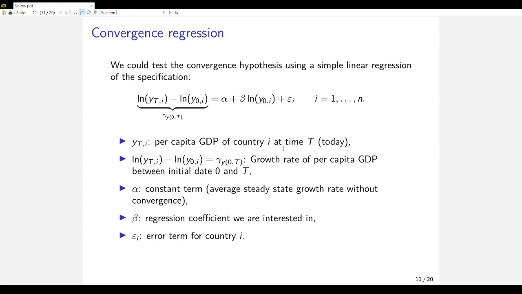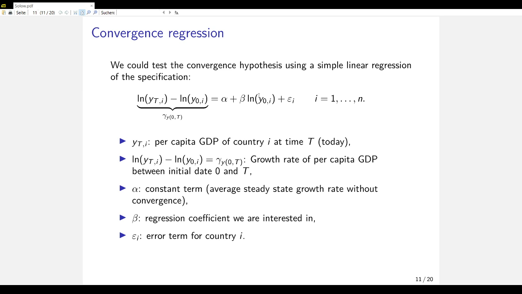How can we test for convergence empirically? Now, this has been done in the empirical convergence regressions that were rather popular in the 1980s and 1990s. And the initial idea was to regress the growth rate of a country between time 0 and time t, which would be the difference in the logarithm of per capita GDP between these two time points, on the initial level of the logarithm of per capita GDP. So in such a growth regression. That was what was done in the 1980s.